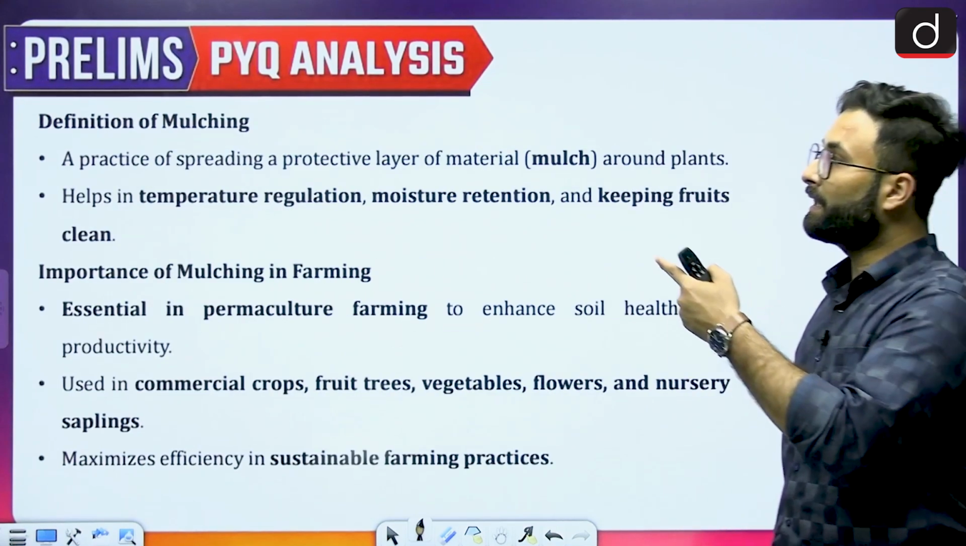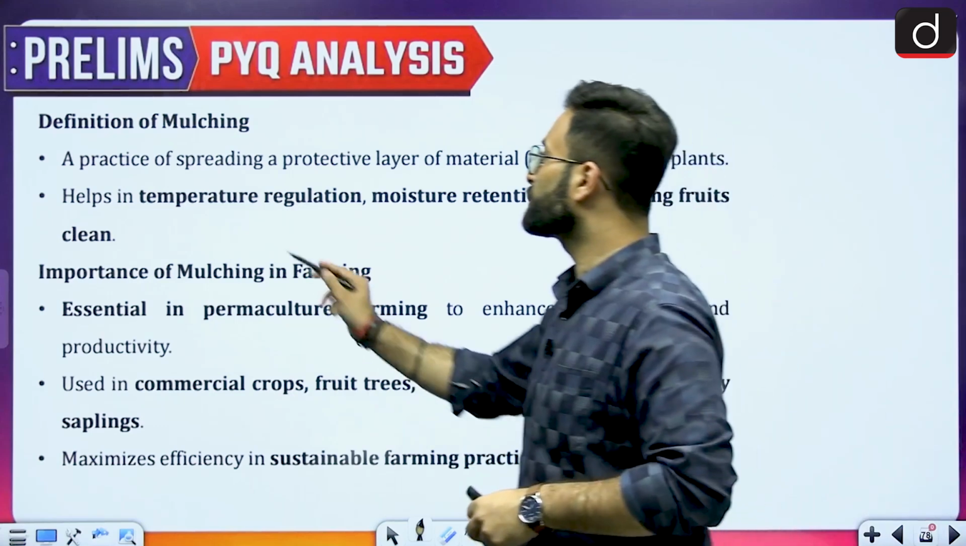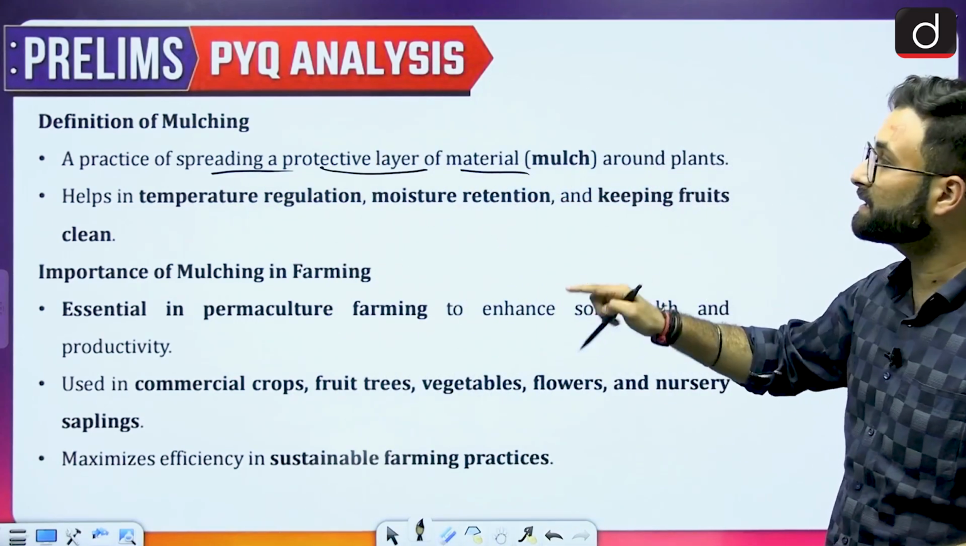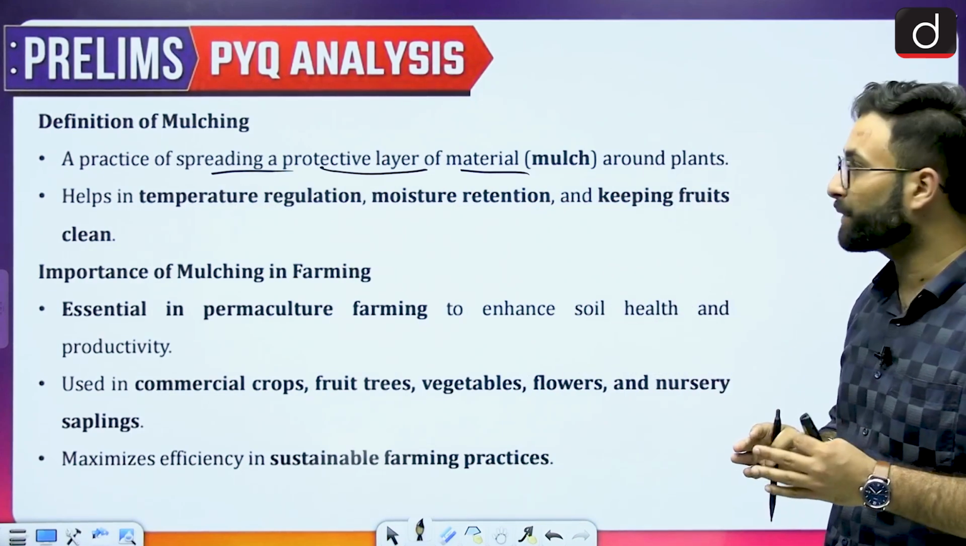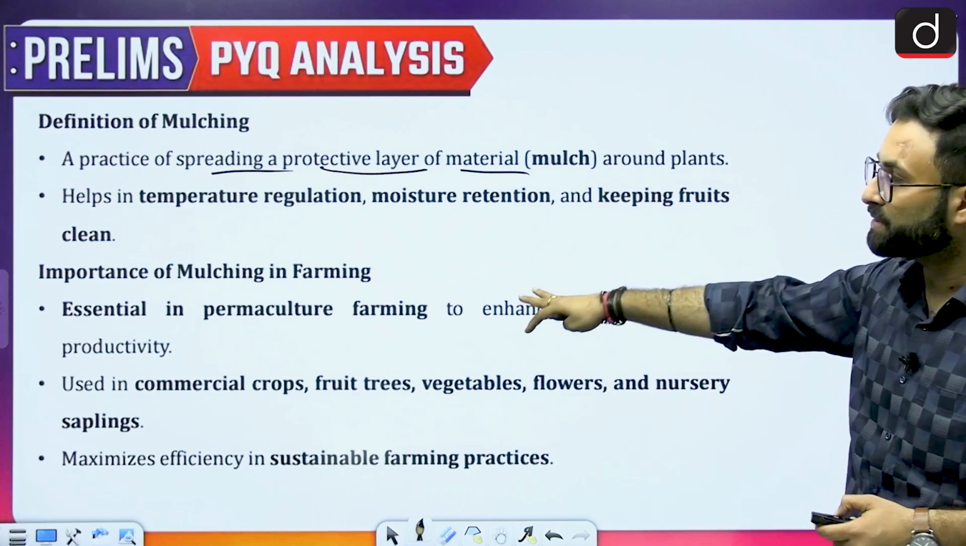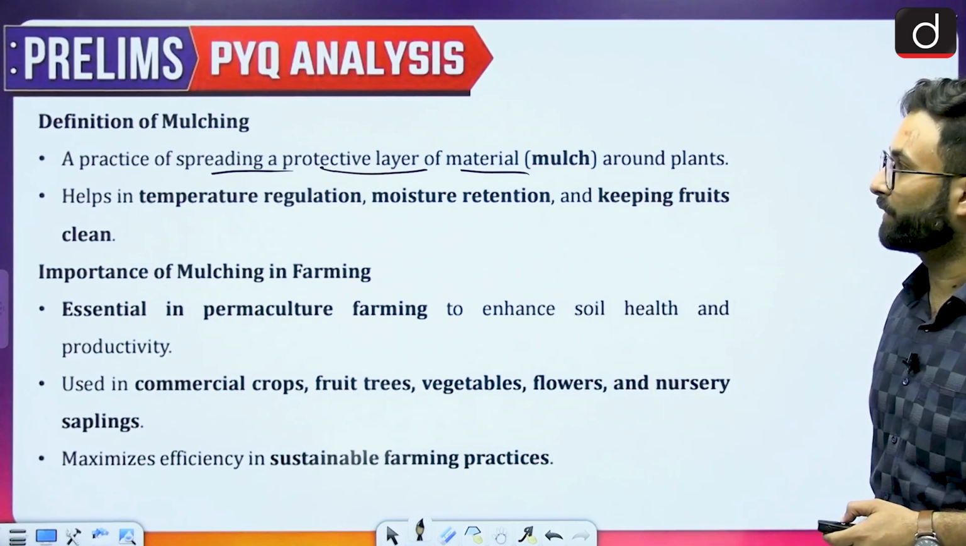So that is the definition of mulching. If you talk about it, it is a practice of spreading a protective layer of materials, that is mulch, around the plants. It helps in maintaining the temperature, moisture retention, and keeping the fruits clean. Okay, so that is its importance. You can go through this particular slide over here.